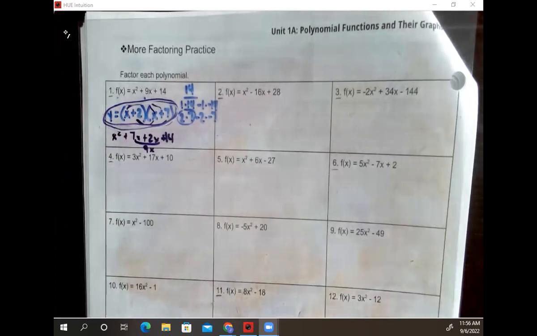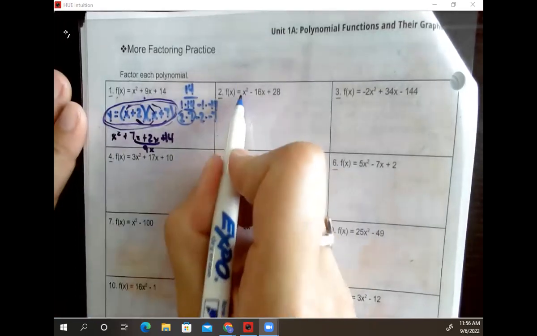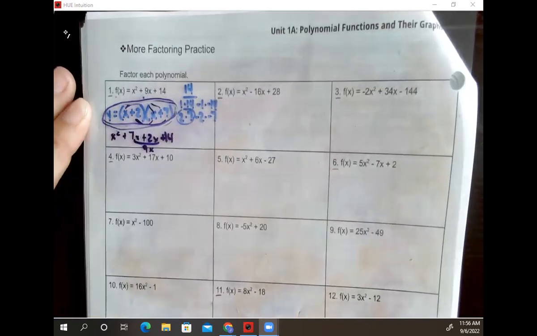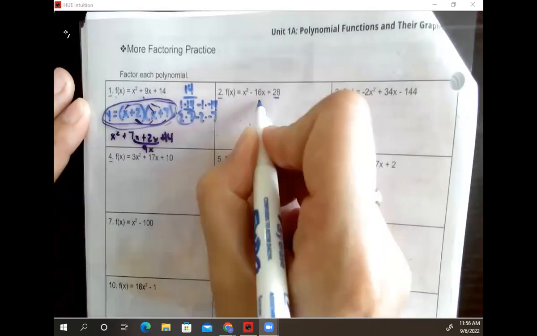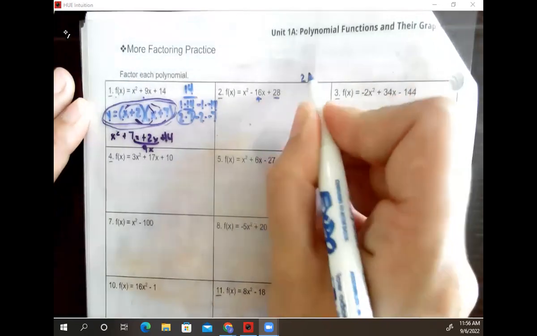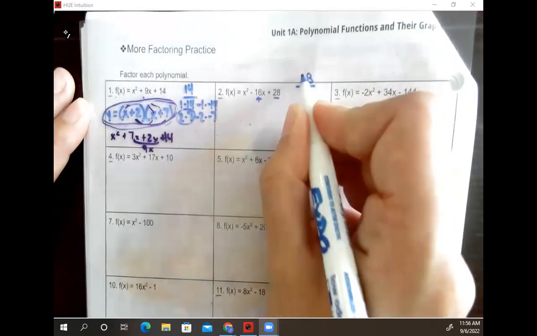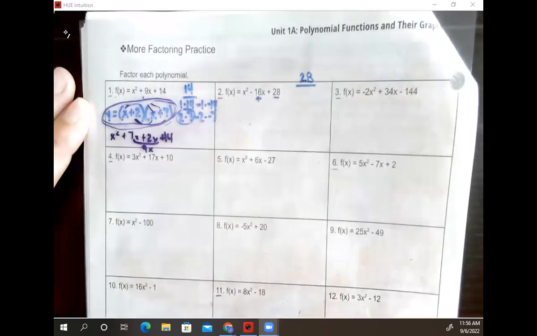So since it's in 3 terms, I'm going to look at one of our new strategies, either AC or guess and check. If you are a diehard AC method person and that is what works for you, you like to be able to do the same process every single time, then absolutely do AC method on problems like 1 and 2. Where I can, I'm going to speed up our work just a little bit for today. So since our lead coefficient is 1, I could use that guess and check method here. So that means I want factors of C that add to B. So factors of 28 that would add to -16.